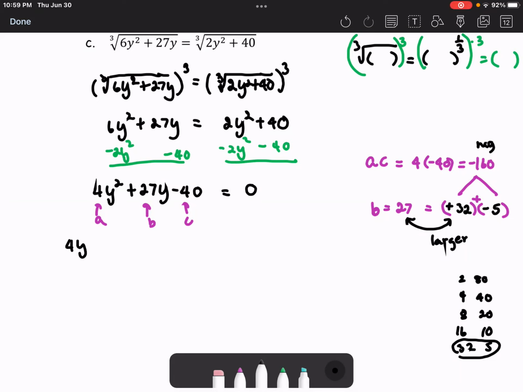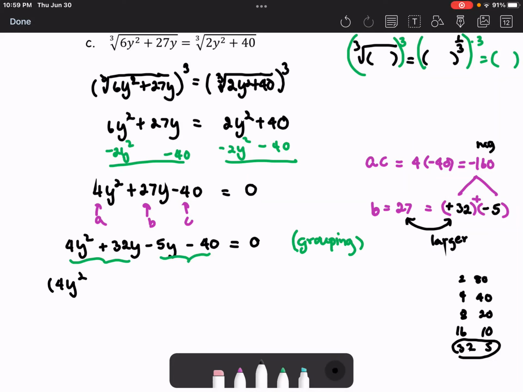We got 4y squared plus 32y minus 5y minus 40 equals 0. In this step we are going to use the grouping technique. So the first 2 and the last 2 terms: 4y squared plus 32y, plus the other group, which is negative 5y minus 40 equals 0.